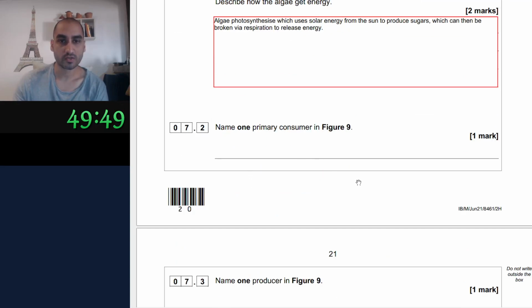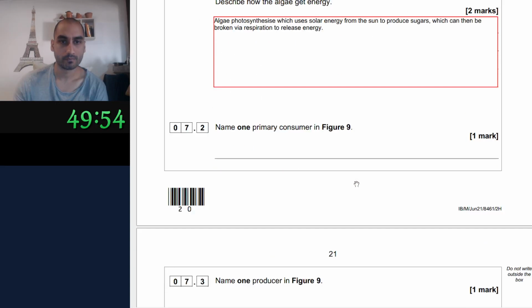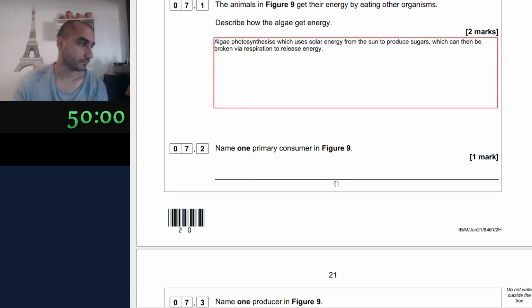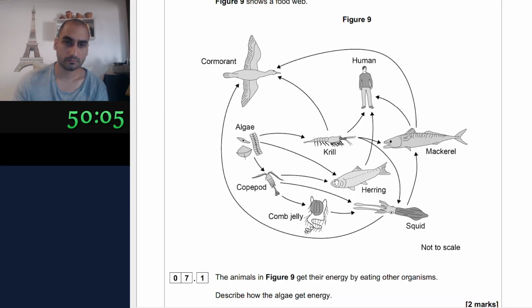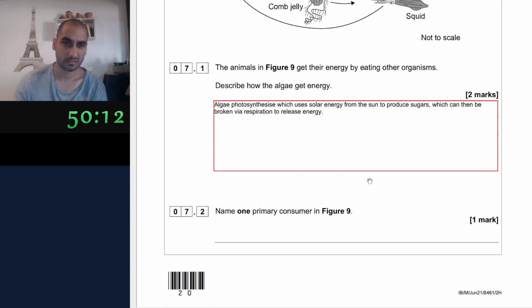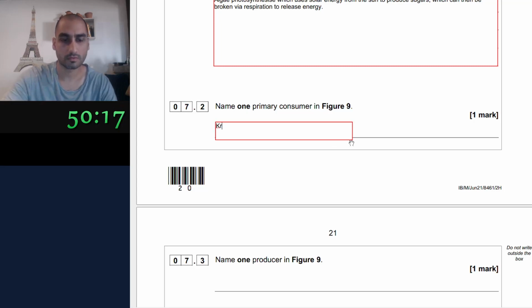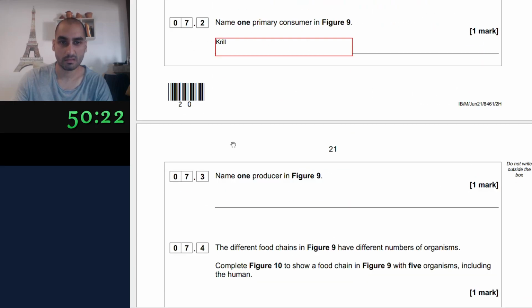Name one primary consumer. Primary consumer. So one level up, like krill? I don't know. Krill. One producer. Algae? It lives to serve.